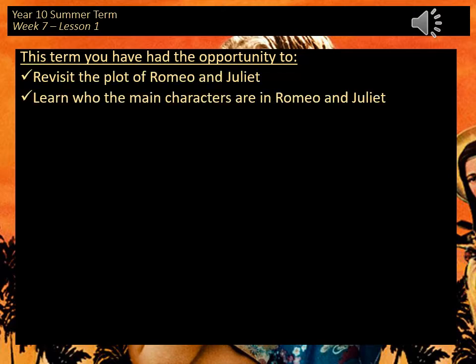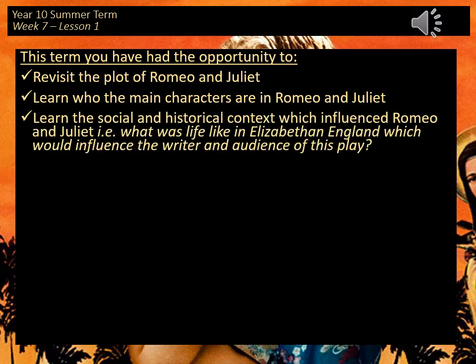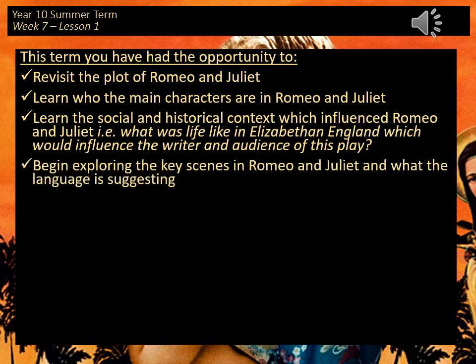You've learned who the main characters are in the play. You've learned about the social and historical context which would have influenced the writing of Romeo and Juliet. So basically you've understood what life was like at the time. You've begun exploring the key scenes in Romeo and Juliet and what the language might be suggesting.